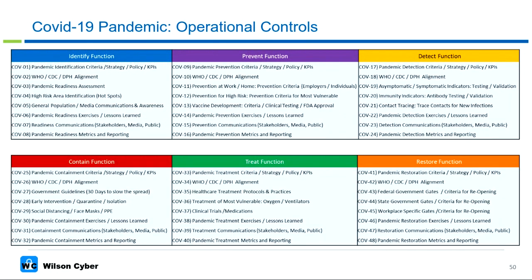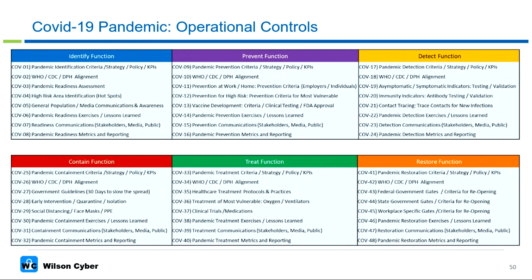We have a detect function, detection criteria, strategy, policy, KPIs, same alignment, asymptomatic, symptomatic indicators, testing and validation, immunity indicators, antibody testing and validation, contact tracing, pandemic detection exercises and lessons learned, detection communication, stakeholder, media, public, pandemic detection metrics and reporting.